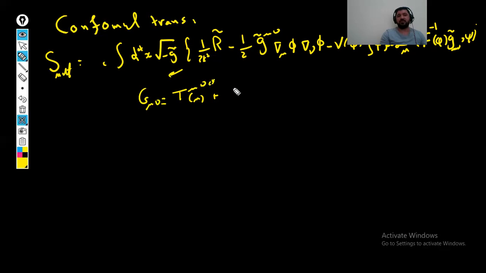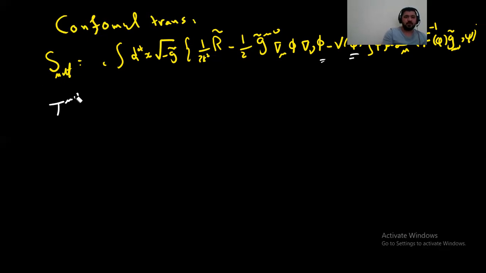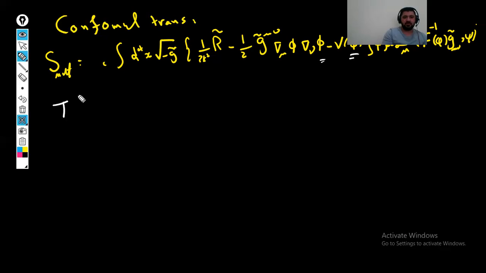So let's call it effective. We have T_{μν}^{φ}, another energy-momentum tensor for the scalar field φ. We also need to find the equation of motion for this scalar field, because we have introduced this field. As I said, we have the trace of the energy-momentum tensor for this scalar field, T_{μν}^{φ}, and it is tilde because we are working in the tilde frame.